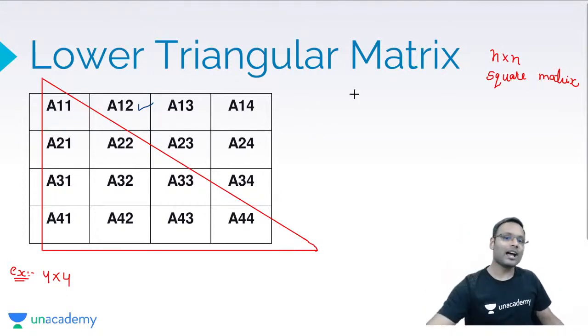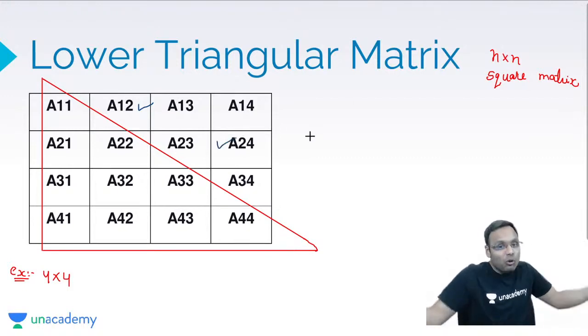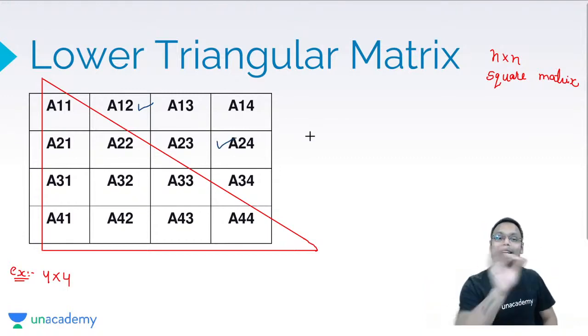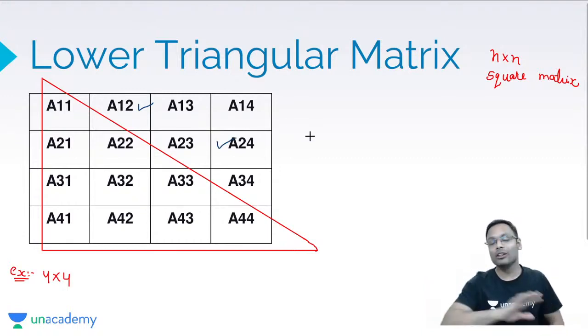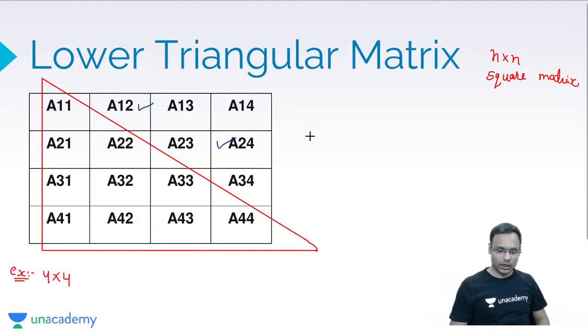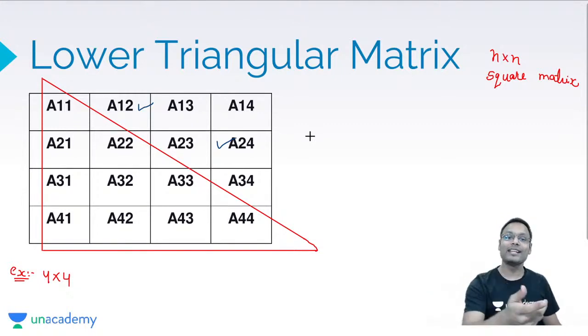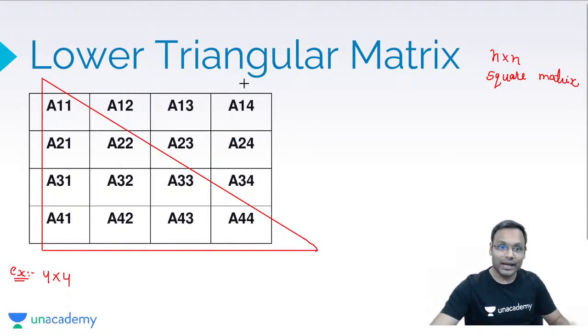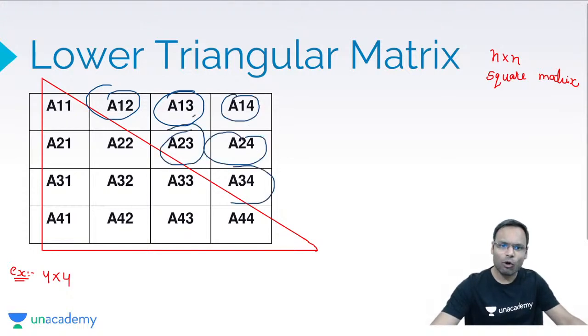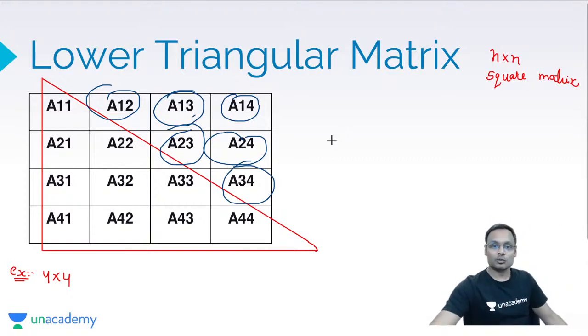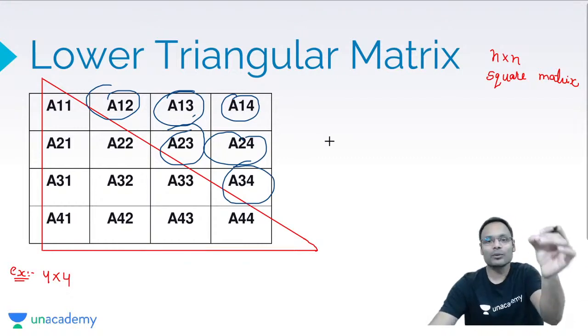Similarly, if somebody asks me what is the element A of 2, 4, I'll say 0. How can I say that? This element is outside my triangle, and outside my triangle all the elements are 0. So I don't even have to store these elements. I can directly say that all the elements outside should be 0 always. That is the definition of a lower triangular matrix. So should I store all these zeros? No, I should not have any place for those zeros.